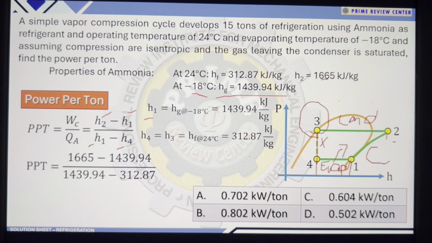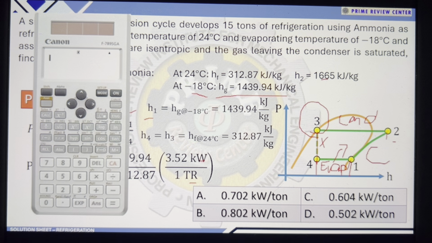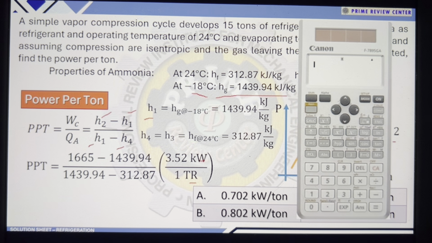In the choices, we need a unit of kilowatt per ton. So how do we get kilowatt per ton? Just recall the conversion of 1 ton of refrigeration to kilowatts. Kilowatts goes on top since that is what the choices need, and tons of refrigeration at the bottom. So 1 ton of refrigeration is 3.52 kilowatts. Okay, so from that, the units are fine.